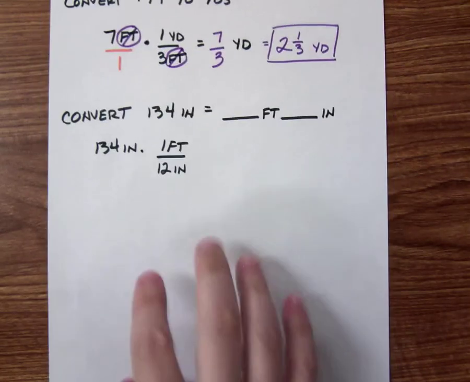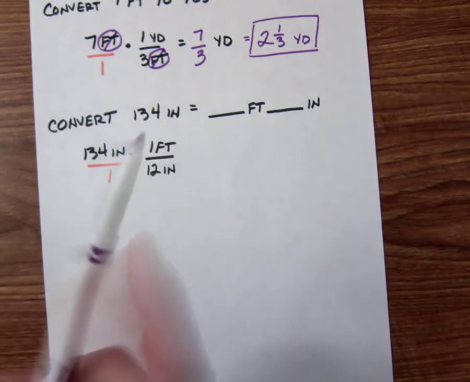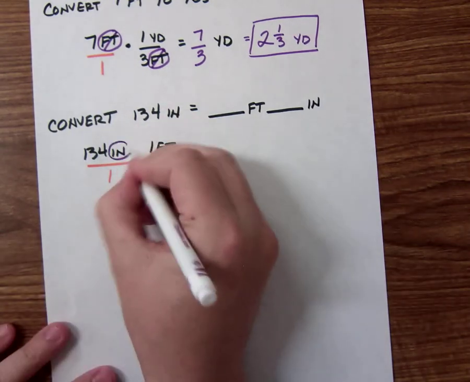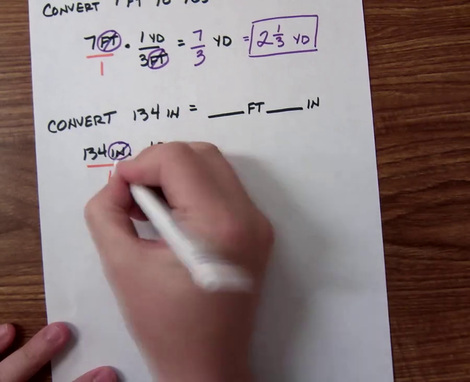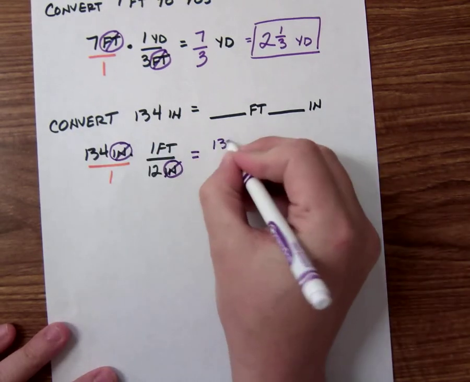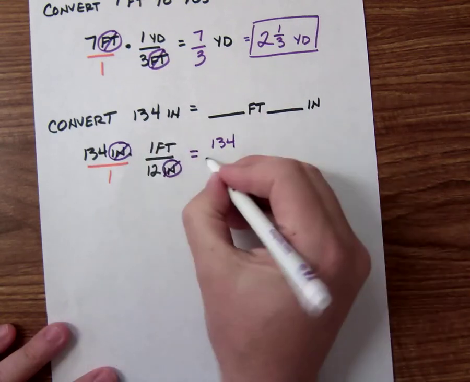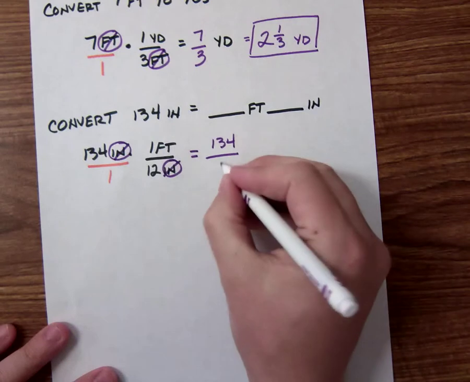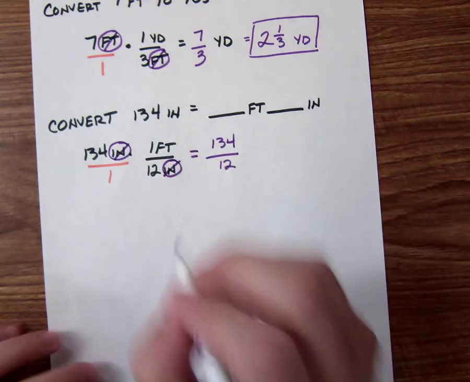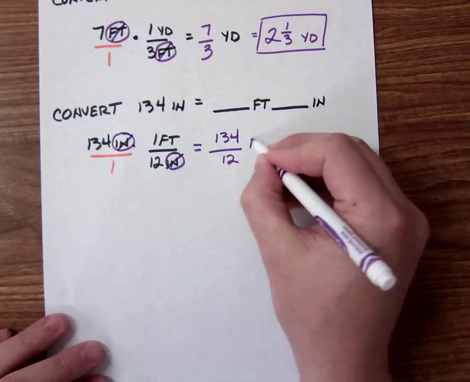Okay, so I'm going to turn my 134 into a fraction by putting it over 1. My inches are going to cancel out here. And it equals 134 on top, since 134 times 1 is 134, and on the bottom, 1 times 12 is 12. And what's the unit of that? 134 over 12 what? Feet. Feet's the only unit I have left.